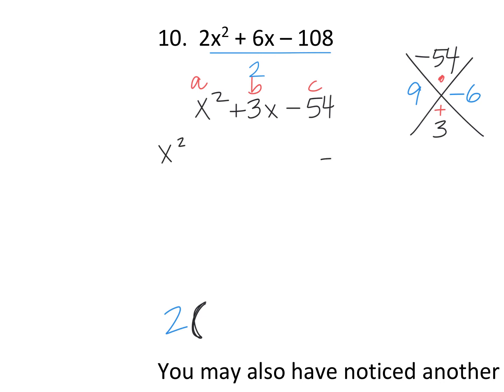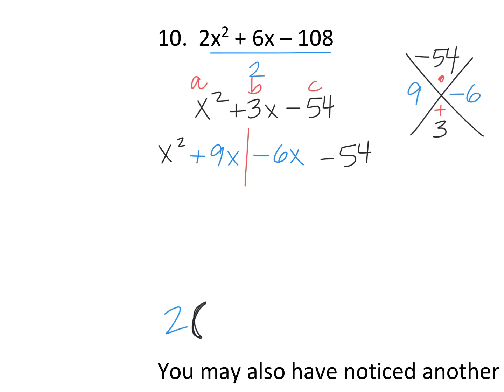And replace your middle. X squared is the same, negative 54. And now replace the middle with 9x and minus 6x. So plus 9x minus 6x. Split it. We've done so many of these.